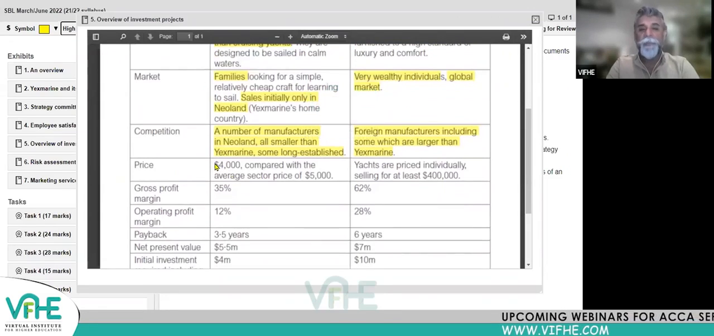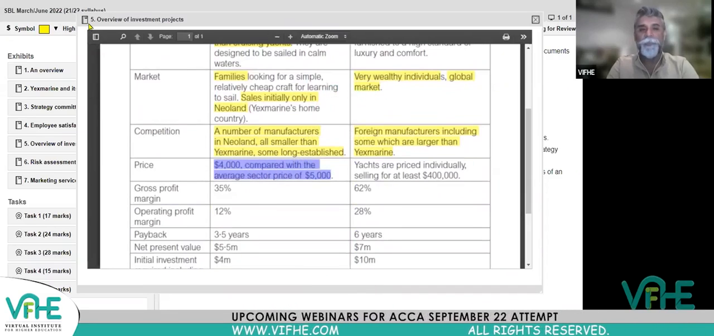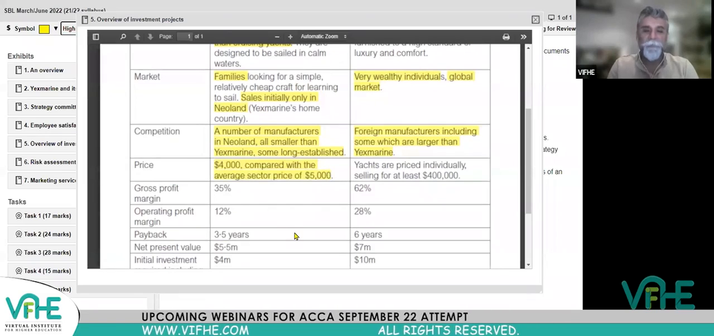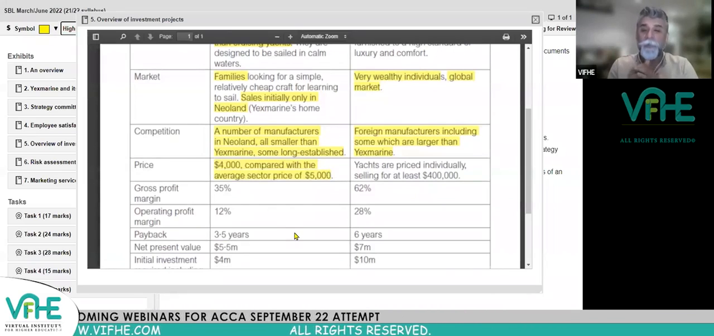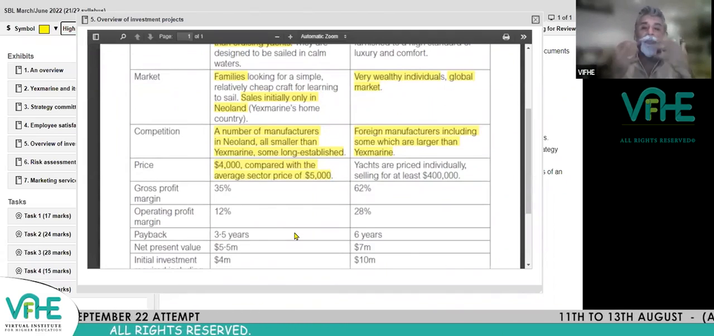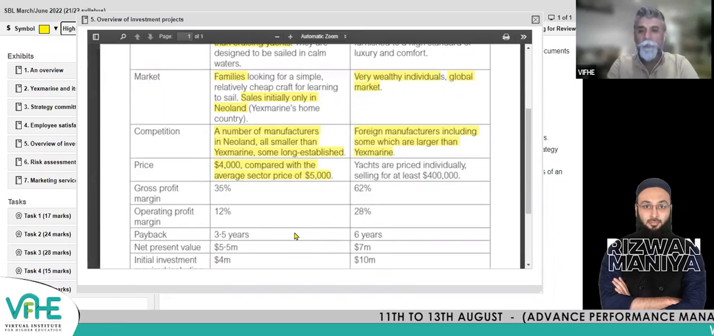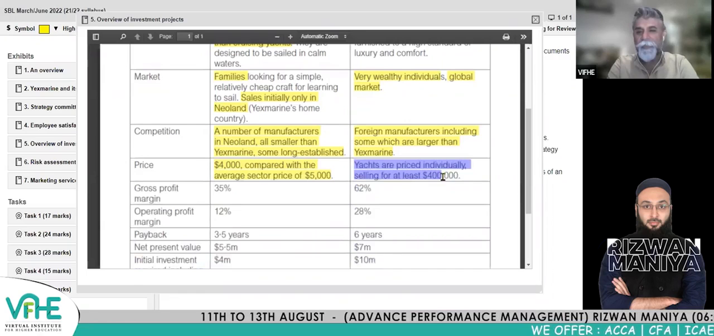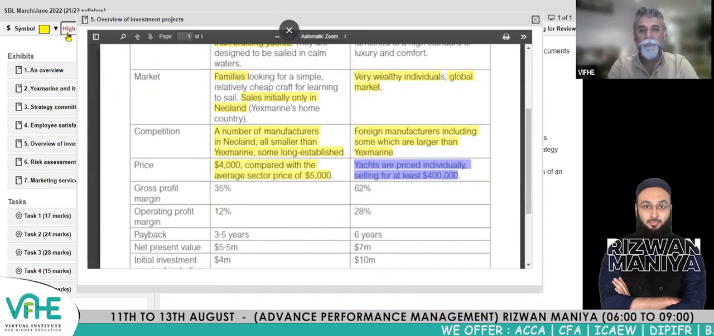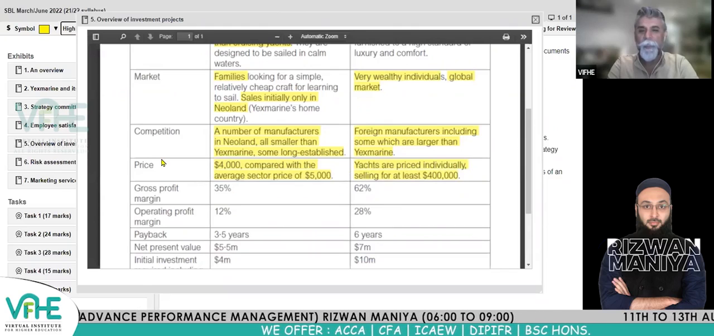So dinghies, we will be selling at 4,000 compared with the average sector price of 5,000. Interesting. So we plan to sell cheaper than the market, perhaps because we are large and enjoying economies of scale. I don't know why. Yachts are priced individually, selling for at least 400,000 each. Interesting. A hell of a difference between the two products.